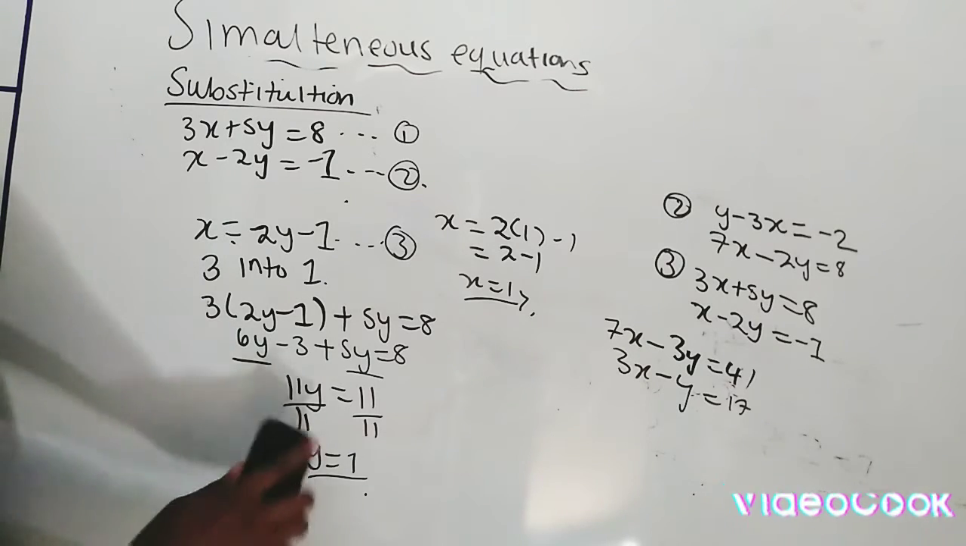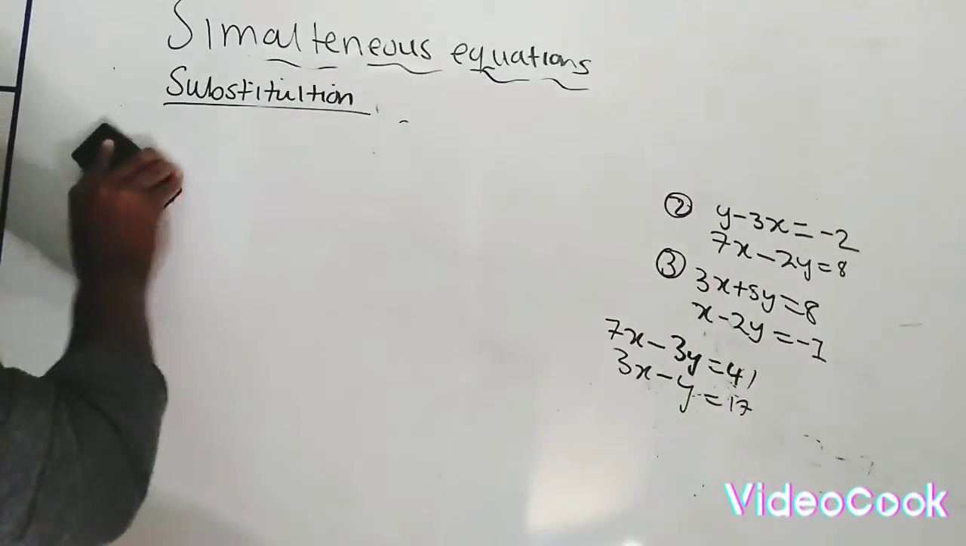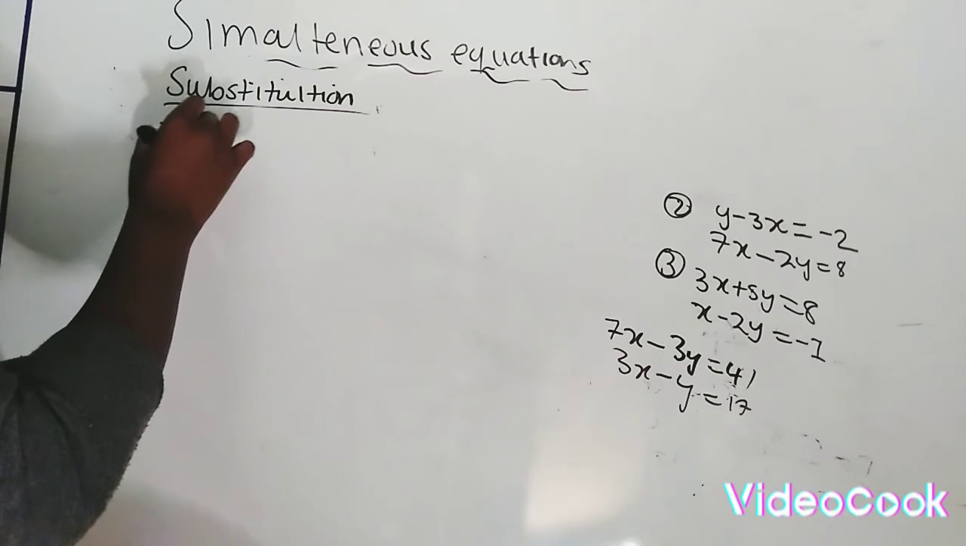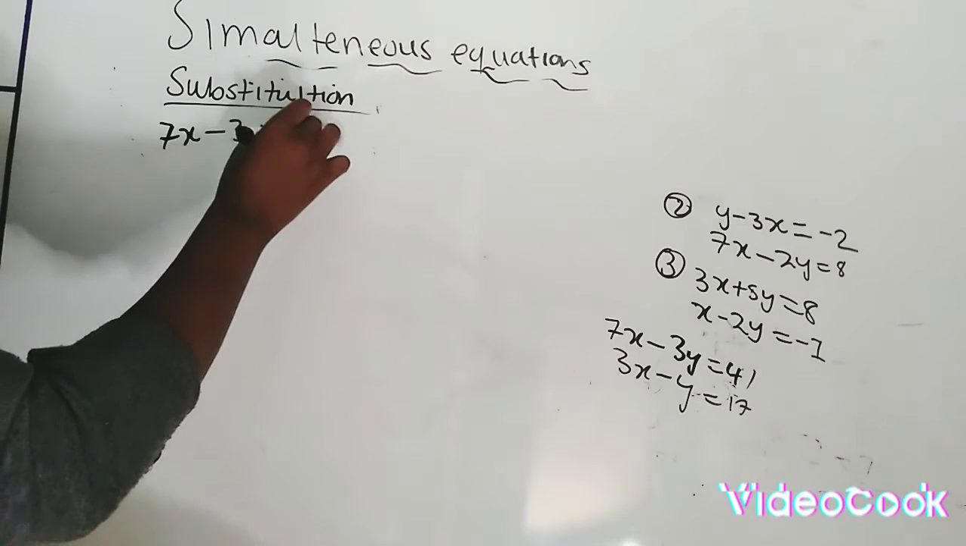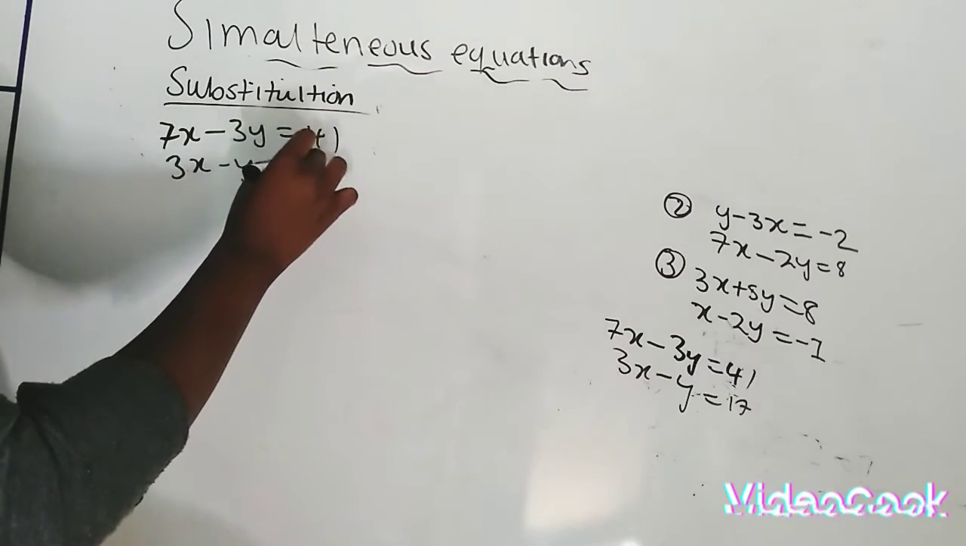Then our last example, guys. Let's have a look at our last example. I hope you guys are benefiting. Our last example, we have 7x minus 3y is equal to 41, and 3x minus y is equal to 17.